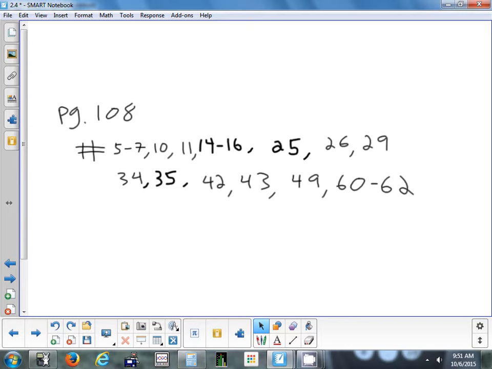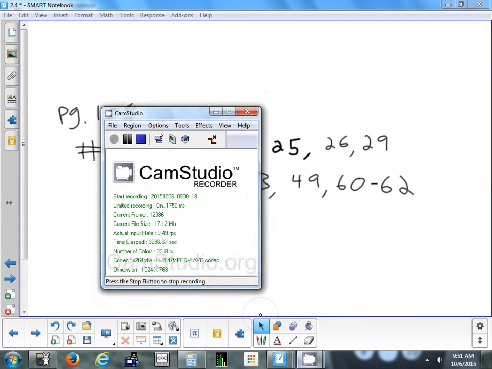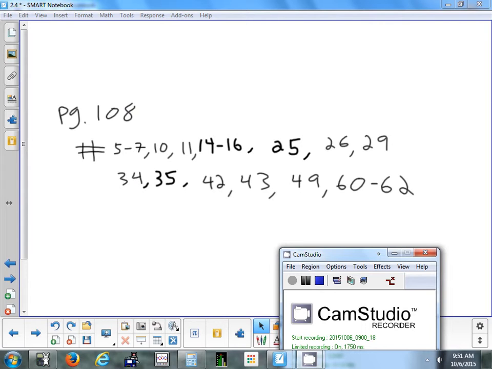Some of these are just graphing on the calculator, so there's nothing to show on the paper. Just write that you did it on the calculator. Right, and we'll take a look at that first thing tomorrow.